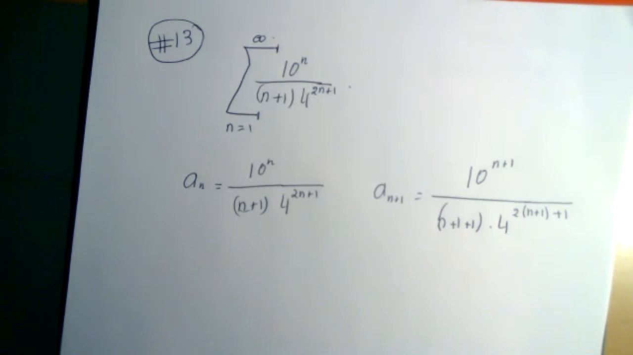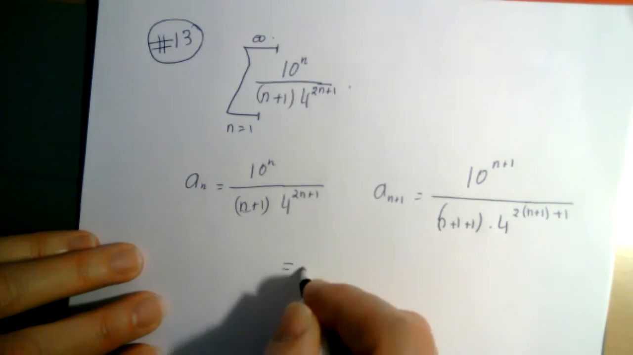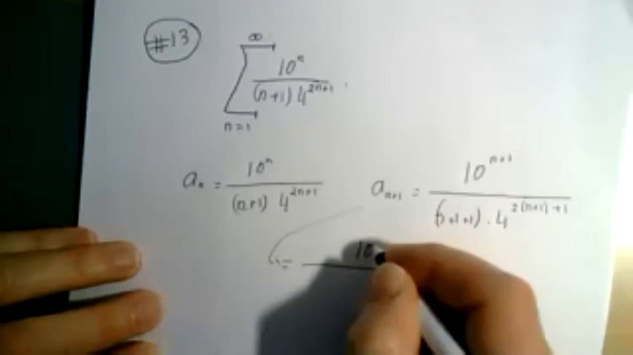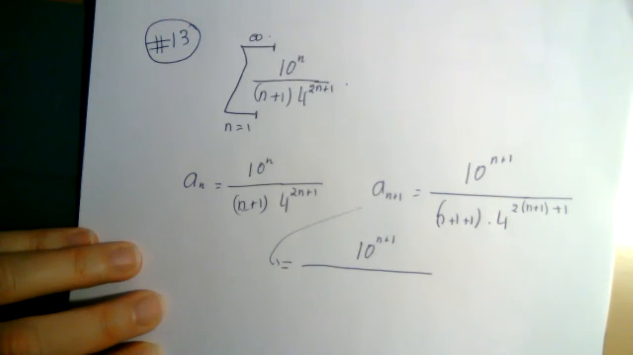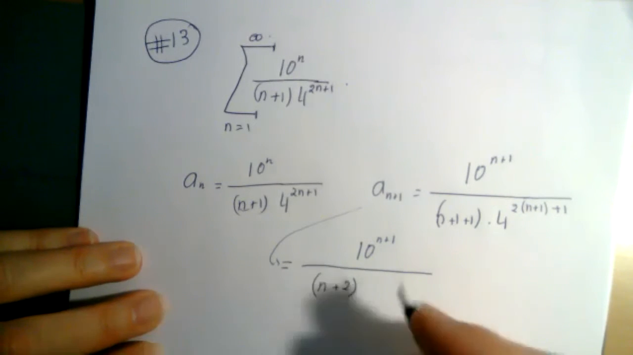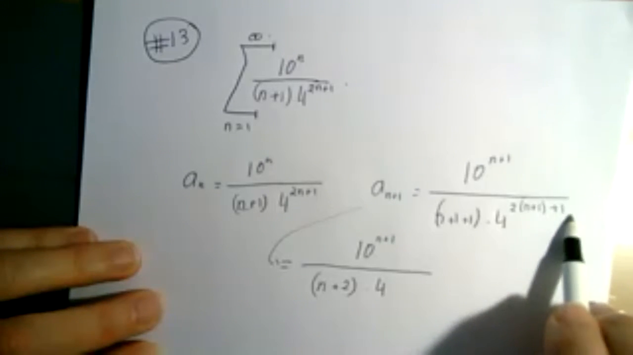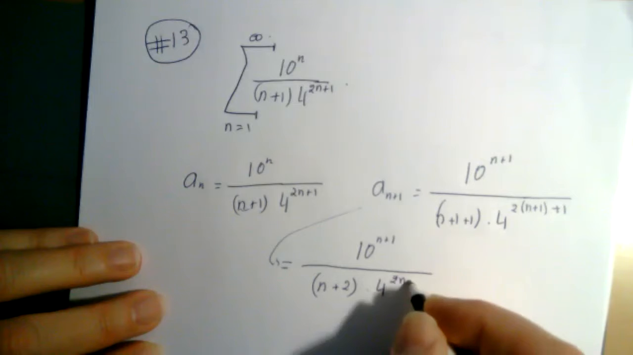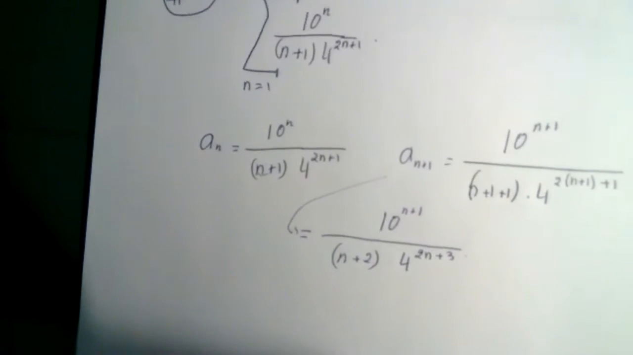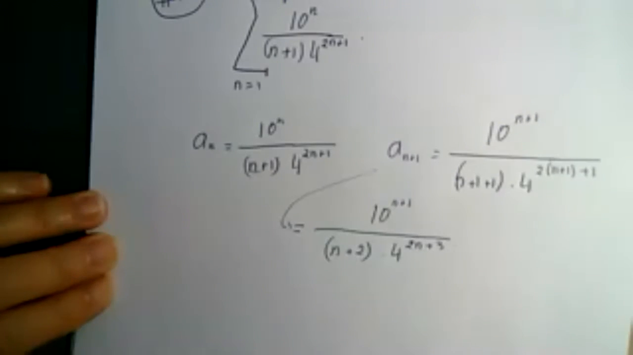All right, so now let us simplify a_n plus 1 a little bit because we have to take the ratio between them. That's where the word ratio test comes from. So a_n plus 1 is going to be equal to 10 to the n plus 1, there is nothing I can do about that, over n plus 2, and this will become 4 to the power 2n plus 2 plus 1. So it's going to become 4 to the power 2n plus 3. So far, the only thing I'm doing is finding the expression of a_n plus 1.